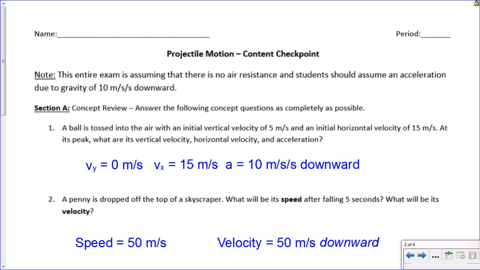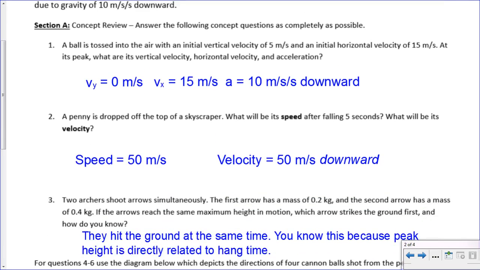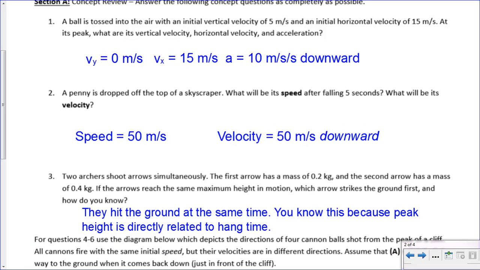Okay, so on to the content checkpoint. It says here, because it's projectile motion, we're going to assume that there's no air resistance, and also that the acceleration due to gravity is 10 meters per second downward. Going on to the first question here, it says a ball is tossed into the air with an initial vertical velocity of 5 meters per second and an initial horizontal velocity of 15 meters per second. At its peak, what are its vertical velocity, horizontal velocity, and acceleration?